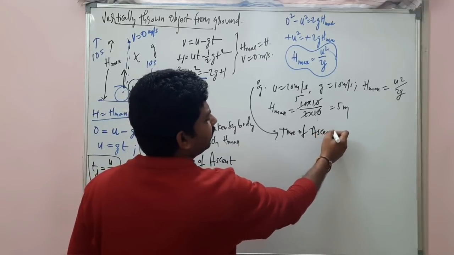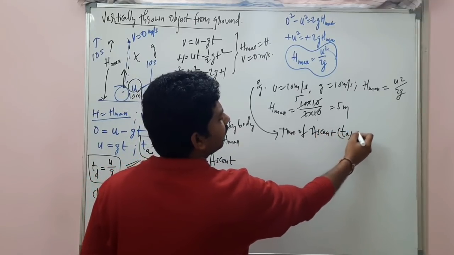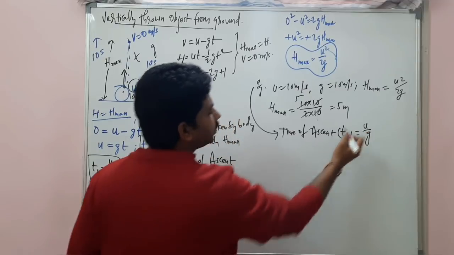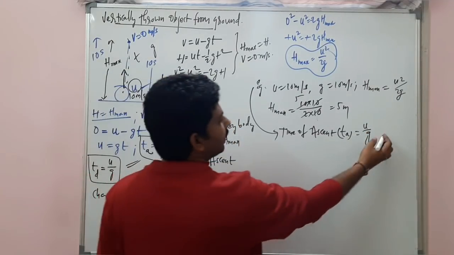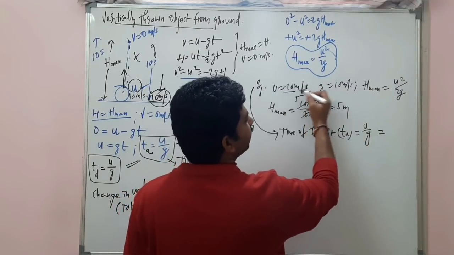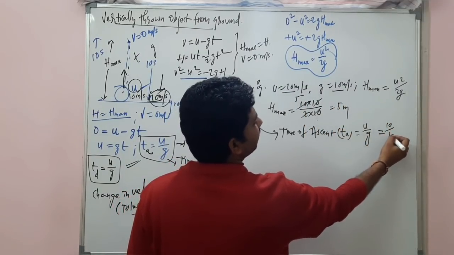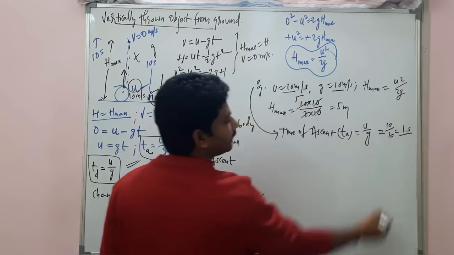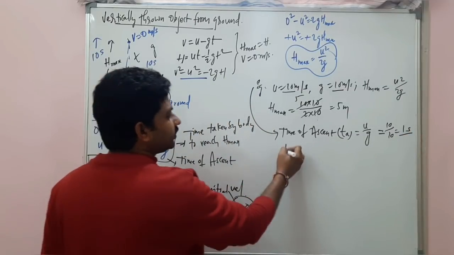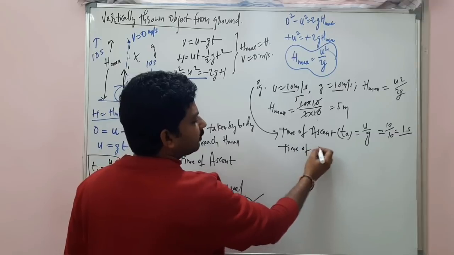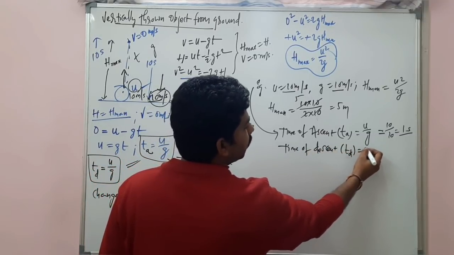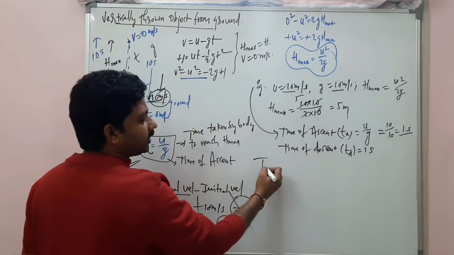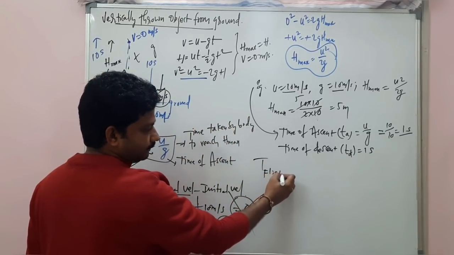Time of ascent, can you find? T suffix a is equal to u by g. Already I told you, what is the time of ascent formula? U by g. What is u by g here? U is 10, g is 10. 10 by 10, it's 1 second. Time of ascent is 1 second, and obviously time of descent will also be 1 second.